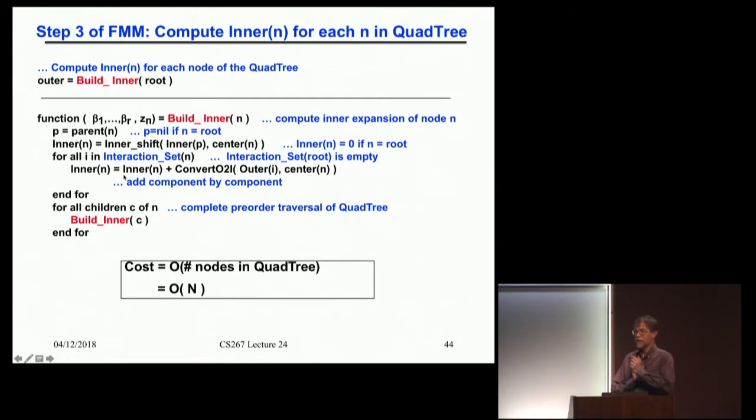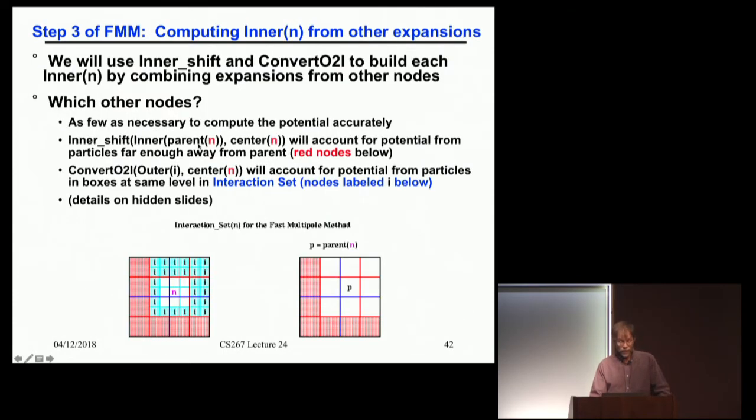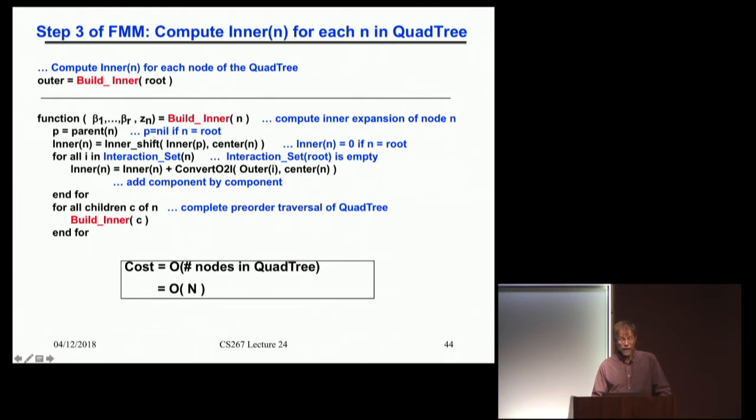So all the code fits in a few lines. It's again just recursive. So I'm going to do build inner, and I'm going to do that at the root. And it's going to eventually call itself recursively and build the inner expansion for every node in the tree. So the output is going to be the list of all the polynomial coefficients in the center. So the first thing I say is, who's my parent? Because I have to go up and get the parent. If I'm the root of the tree, then the parent is nil. There's no work to do, right? Because there's nobody there. And then, as I said, I take the inner expansion of the parent. So that's everybody in the red zones. And I shift that to be at the center, and I call inner shift.